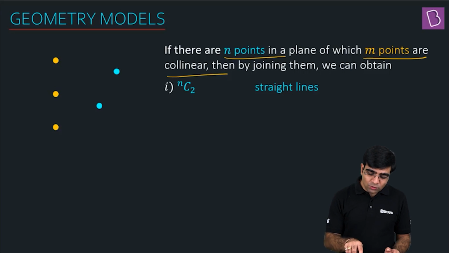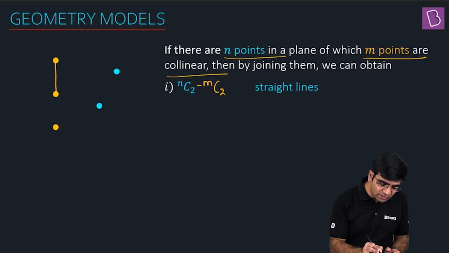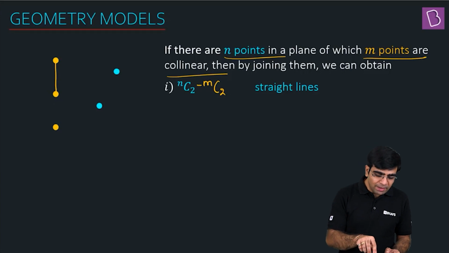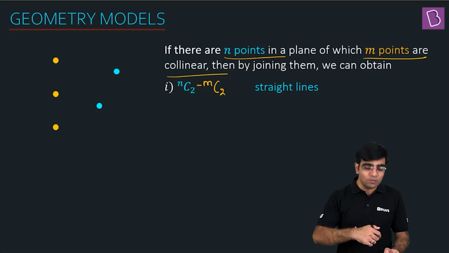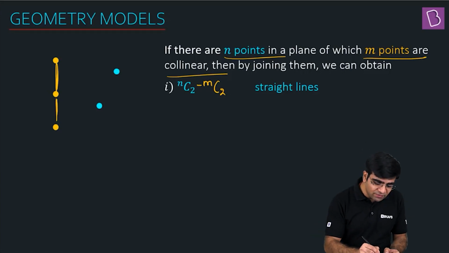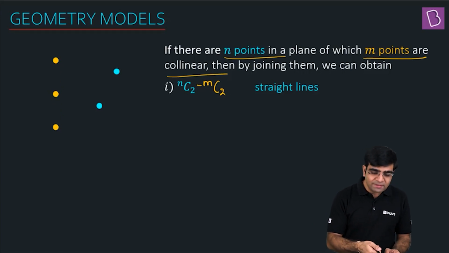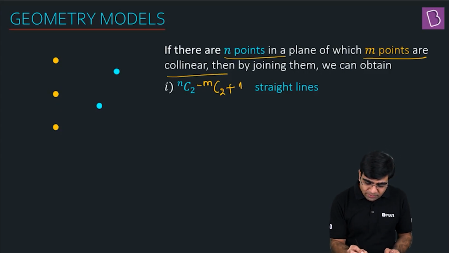But I know that out of those m are collinear, so I need to subtract those MC2 number of lines which will be forming by joining these 2 or these 2, which I've pointed again and again. By removing MC2, I have removed all such lines which are actually formed by joining these points. And I know that if the points are all collinear, they will surely form at least one line. So what do I need to do? I need to add that one here.